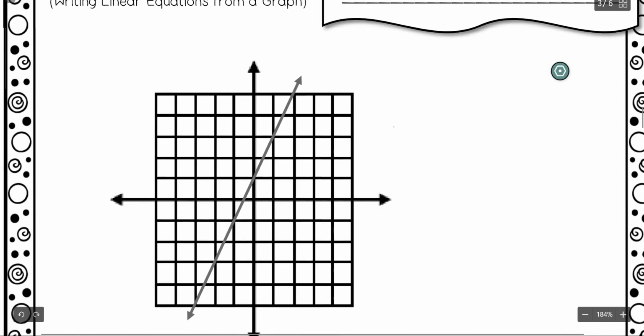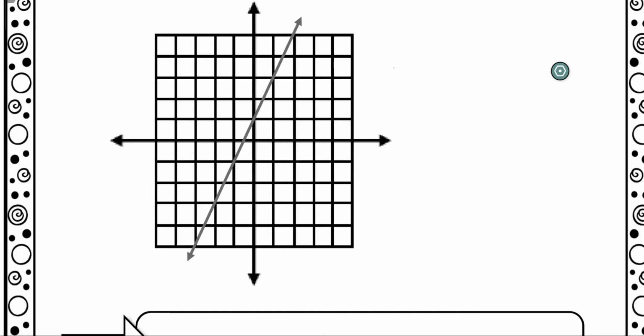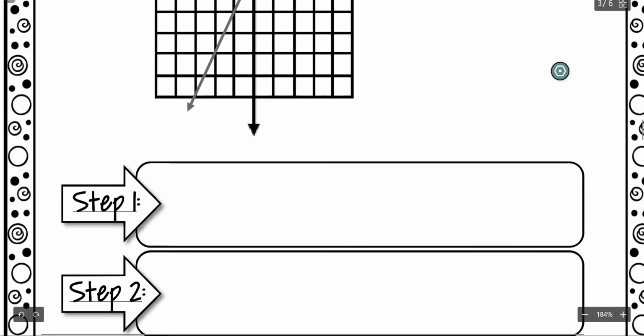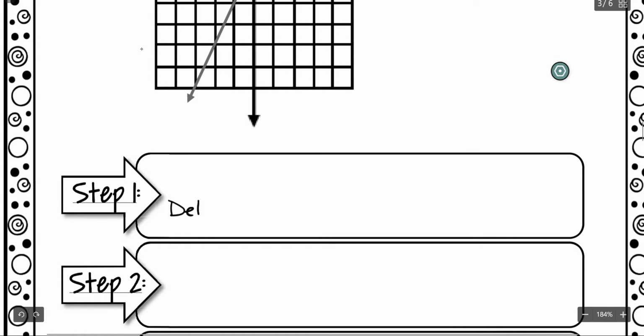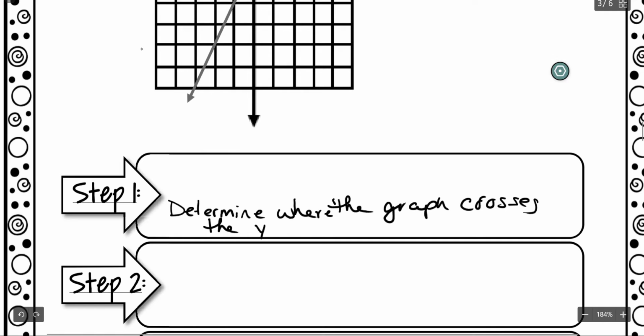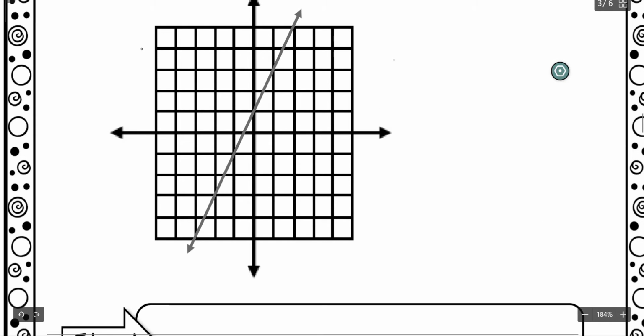Okay, sometimes you'll be given it from a graph. So what we need to do from the graph is determine what do we know. First step is determine where the graph crosses the y-axis. So in this case, we look at our graph, it crosses our y-axis at positive 1. So our y-intercept, our b, is 1.